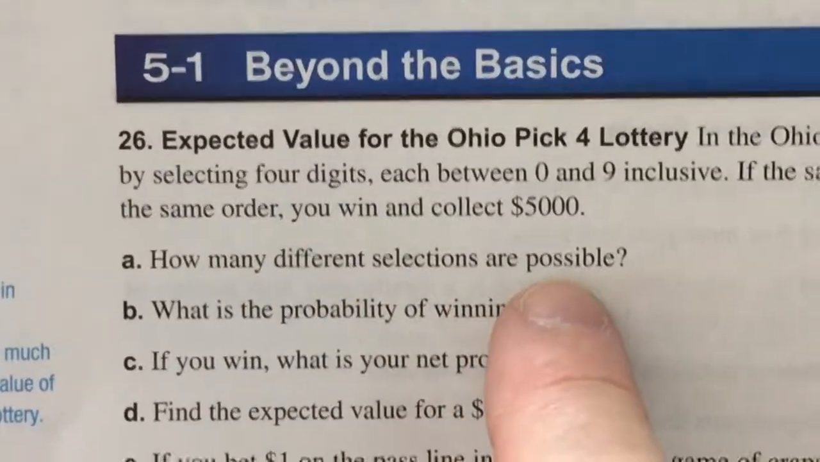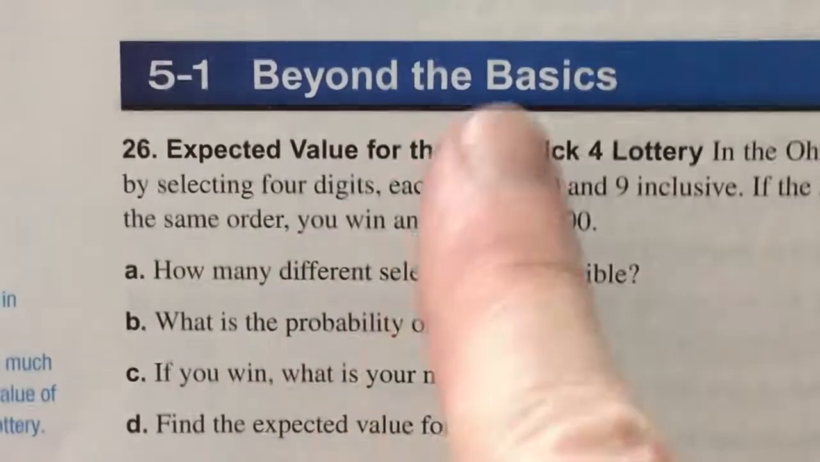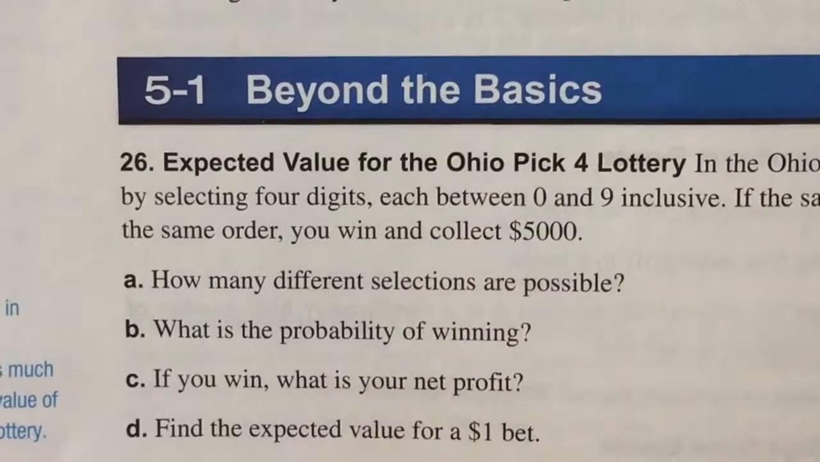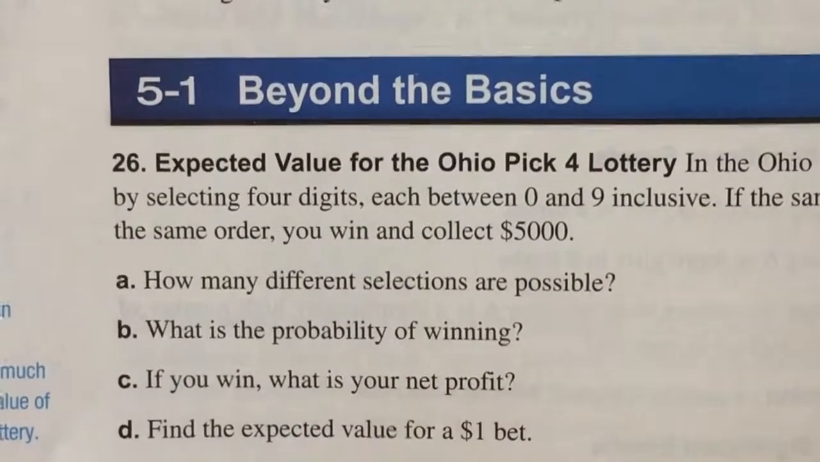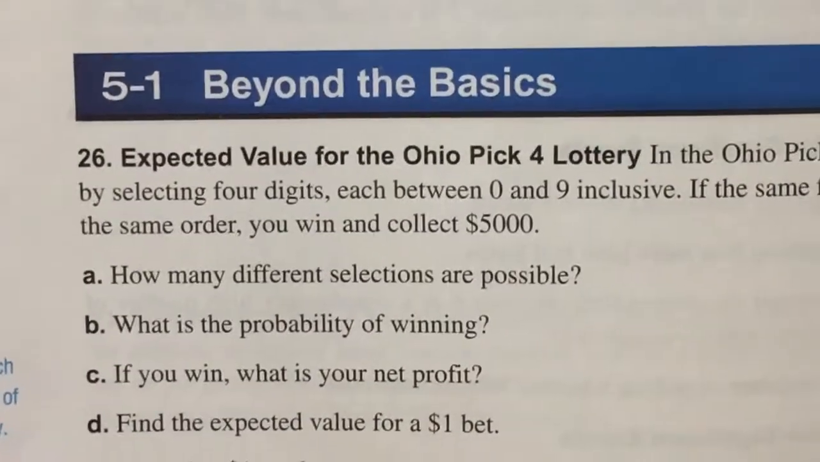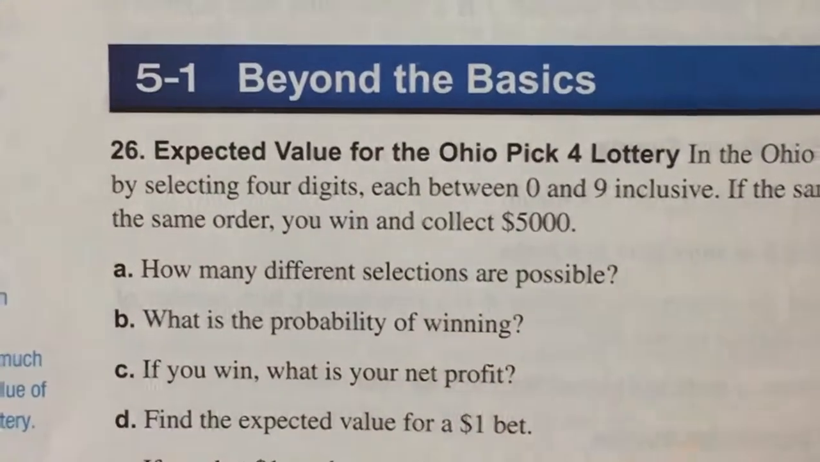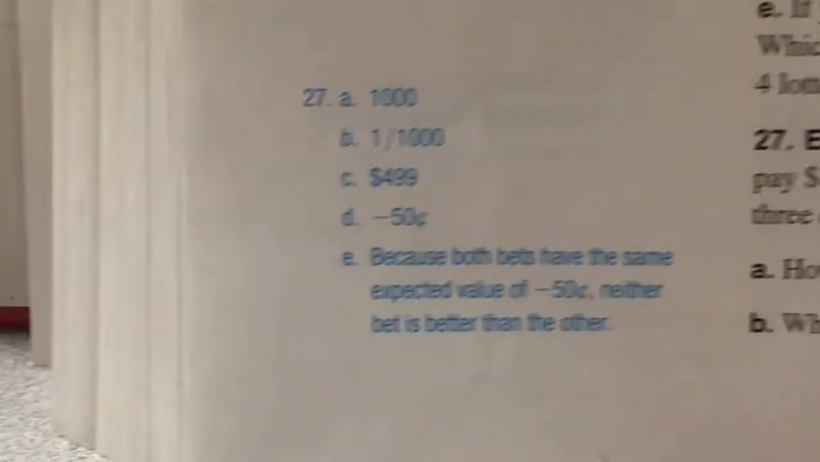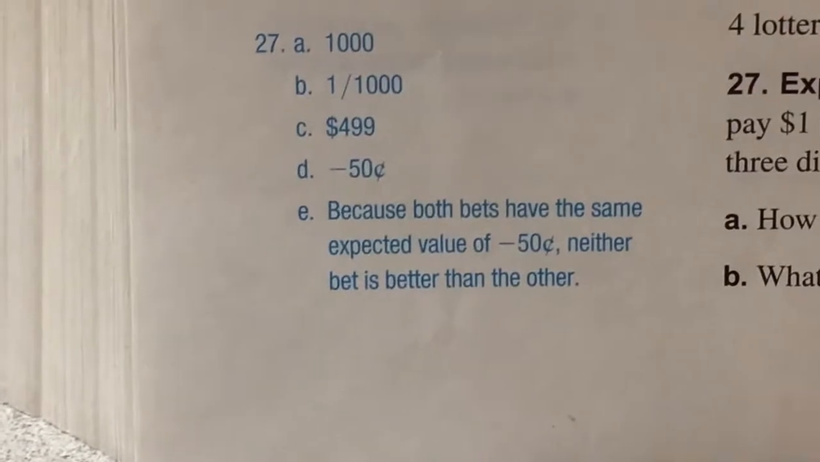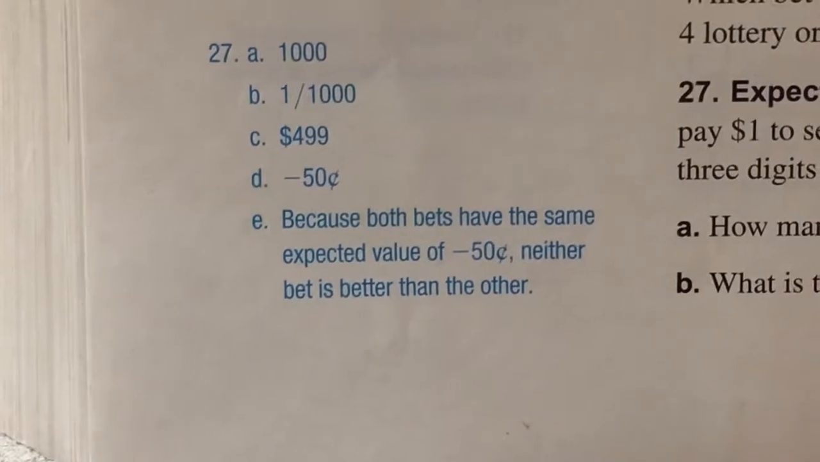How many different selections were possible? On this one, I'm just going to give you the answers, because you ended up getting an expected value of -50 cents also. So this one is a -50 cent expected value, and the one that we're doing down here is a -50 cent expected value. So what your book is saying is that since both bets have the same expected value of -50 cents, neither bet is better than the other.